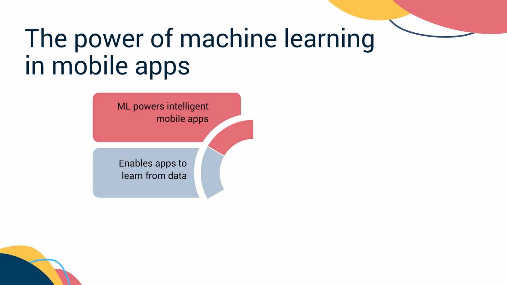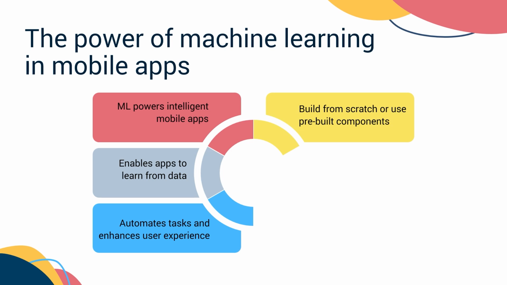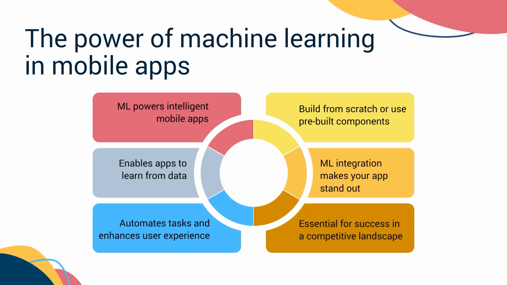Machine learning is the cornerstone of intelligent mobile apps, enabling them to learn from data, automate tasks, and deliver exceptional user experiences. Whether you're building from scratch or leveraging ready-to-use components, integrating machine learning into your mobile app will ensure it stands out in today's competitive landscape.